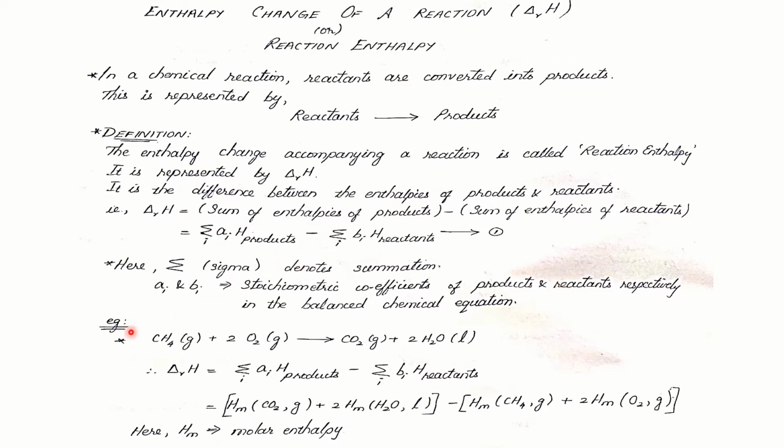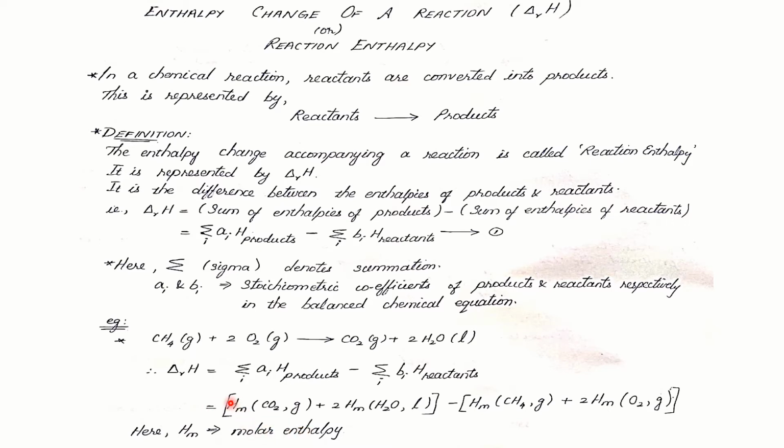Now let us look at an example. We have methane reacting with 2 moles of oxygen to produce carbon dioxide and 2 moles of water. How will we find out the enthalpy of such a reaction? We will write the formula, and then we will write H_m. Here H_m denotes molar enthalpy.